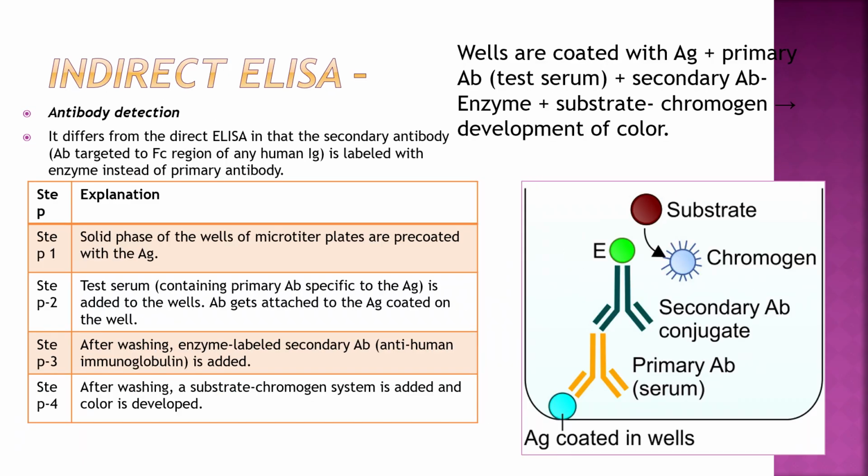Indirect ELISA, antibody detection. The solid phase of the wells of the microtiter plates is pre-coated with antigen. Wells are coated with antigen, plus primary antibody, that is test serum, plus secondary antibody labeled with enzyme, plus substrate chromogen, and development of color.